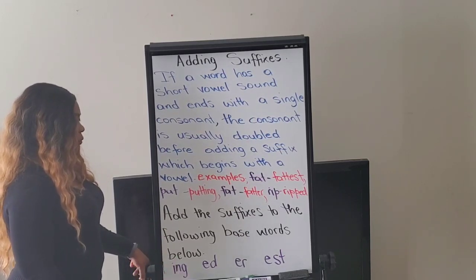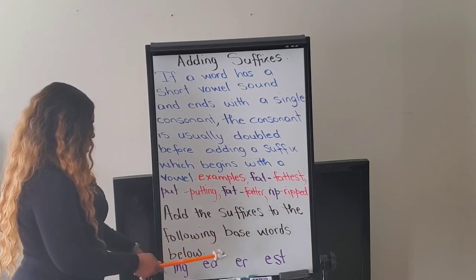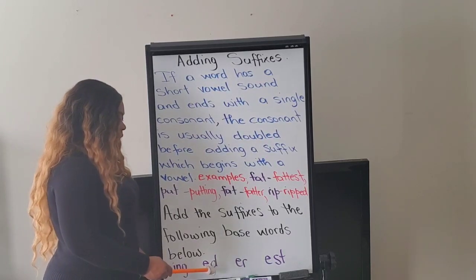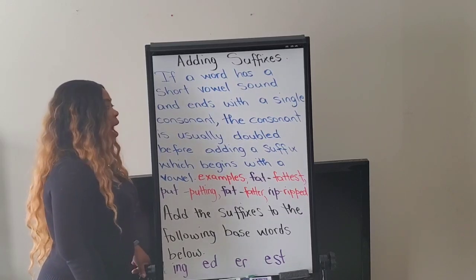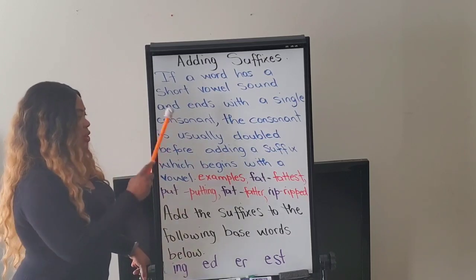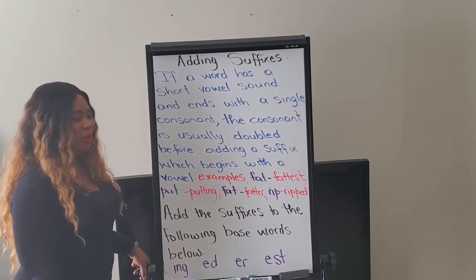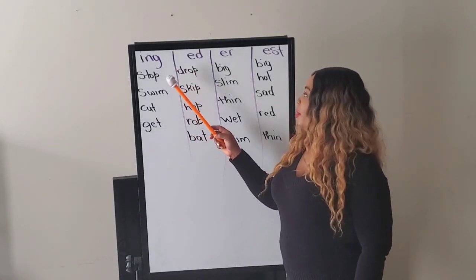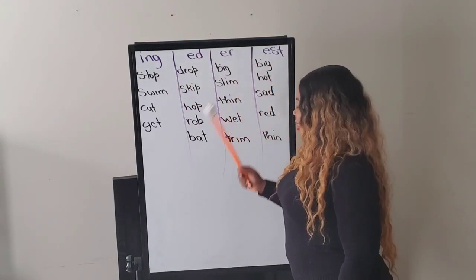What you're going to do for me is add the suffixes to the following base words below. So we have ing, ed, and est. And now you're going to do an activity for me. Are you ready? You sure you got this, right? Of course, you're my geniuses. So here we have the suffixes ing, ed, and est.